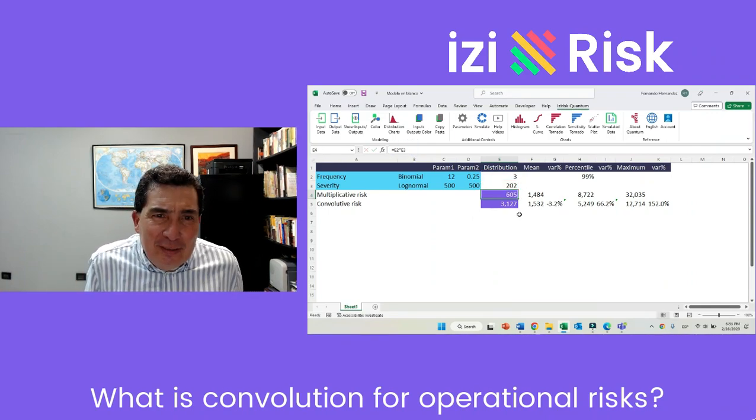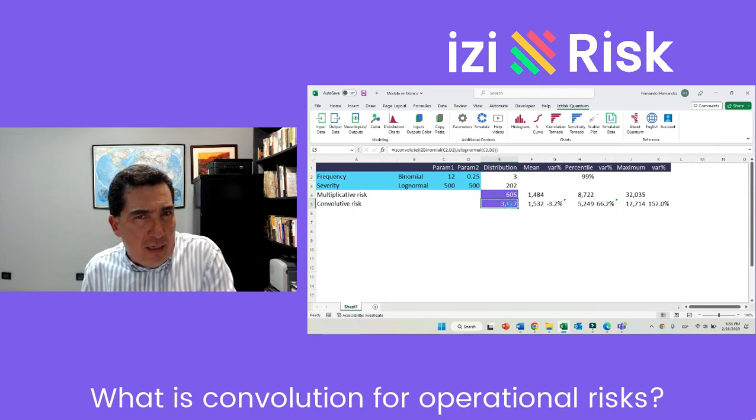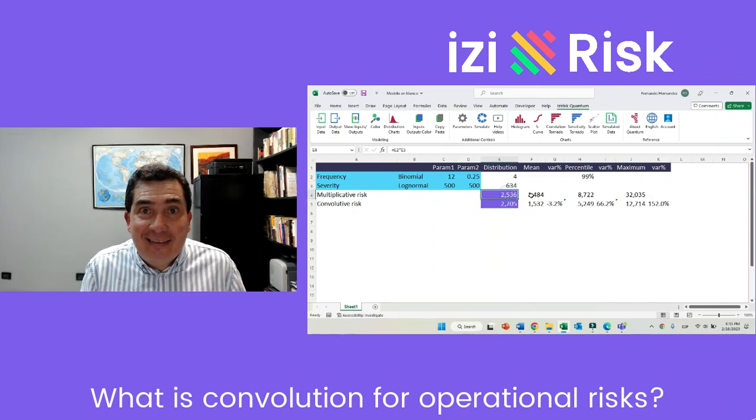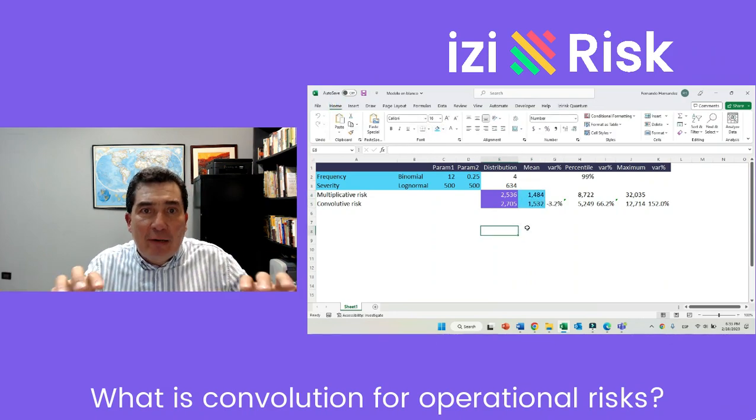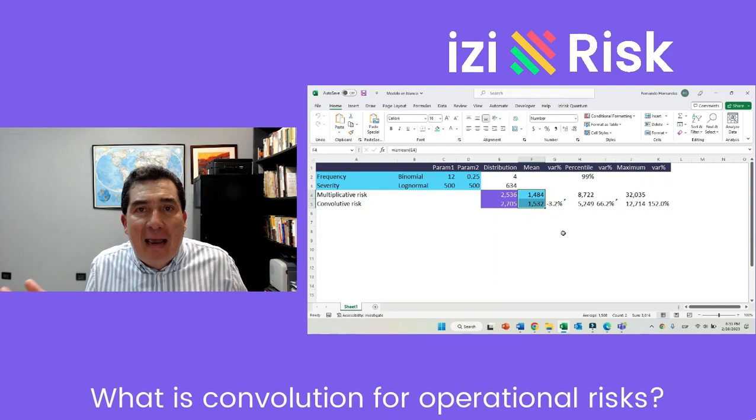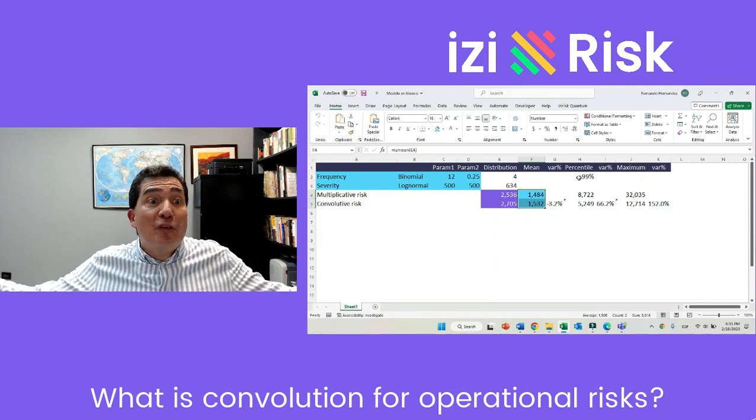Does it make a difference if I do it by multiplication or by convolution? Yes it does. Not on the average. As you can see, both methods generate practically the same average or mean. But the problem bulges towards the tails.